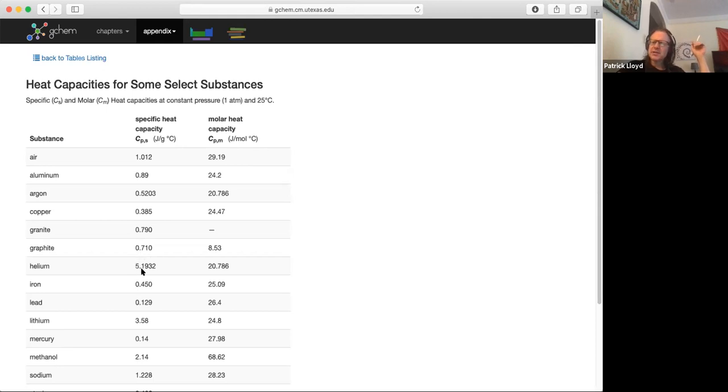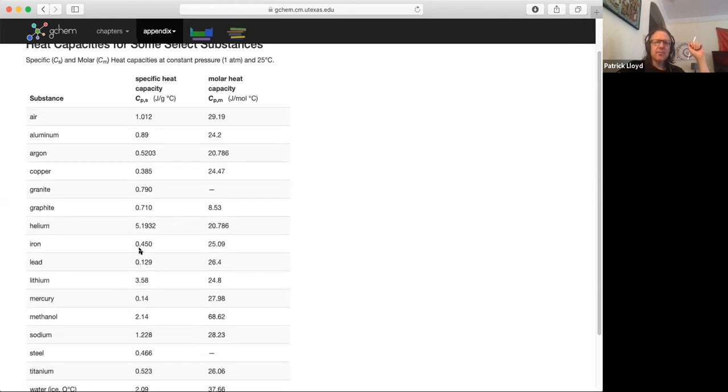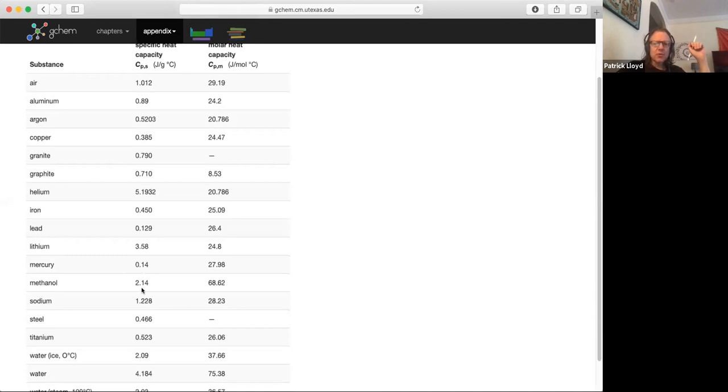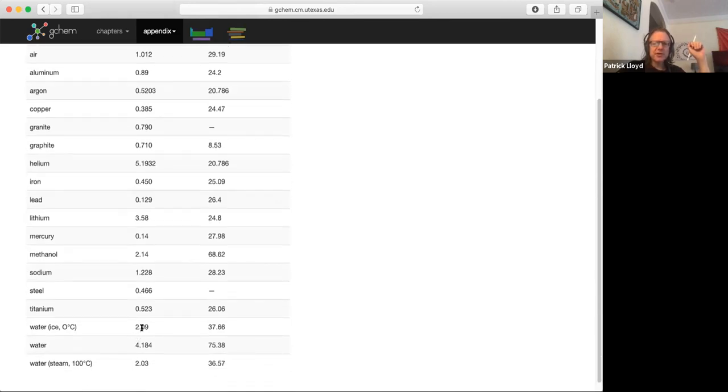Helium, 5.19. That's a lot. Helium's a gas. So is air. So is argon. Iron, 0.45. Lead, 0.129. Textbooks in general chemistry will generally have a lot of metals and then water or maybe alcohol. Notice ice is different, 2.09. That's at a different temperature too, but it has a different specific heat. Water, 4.184. Steam is 2.03. This is a nice table, actually.